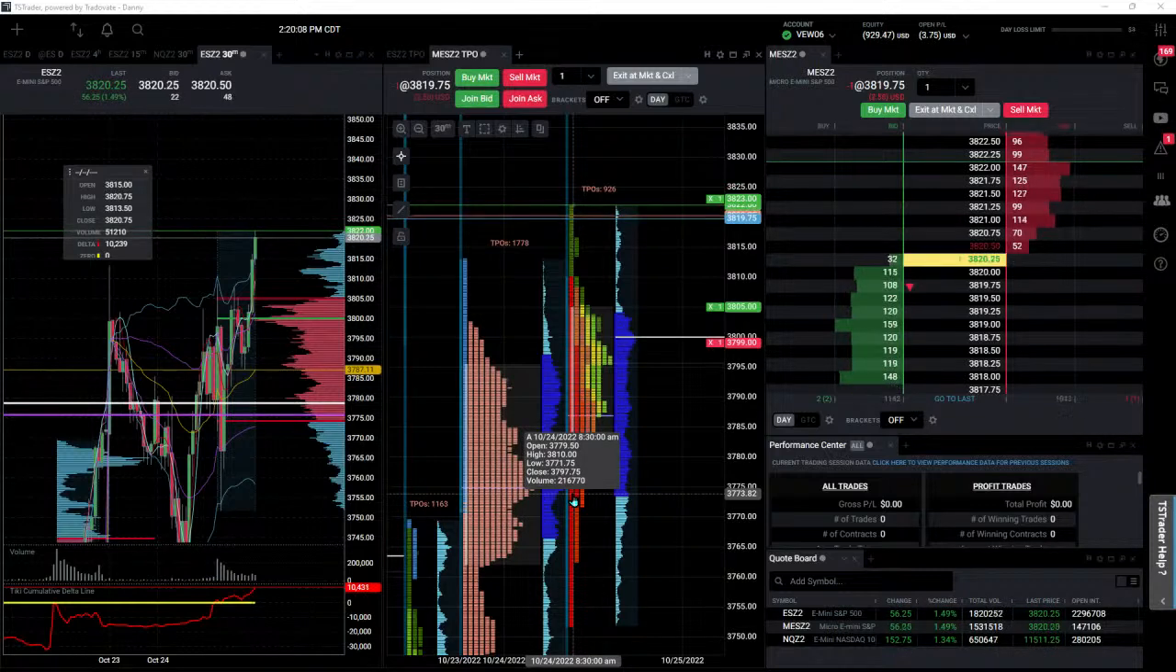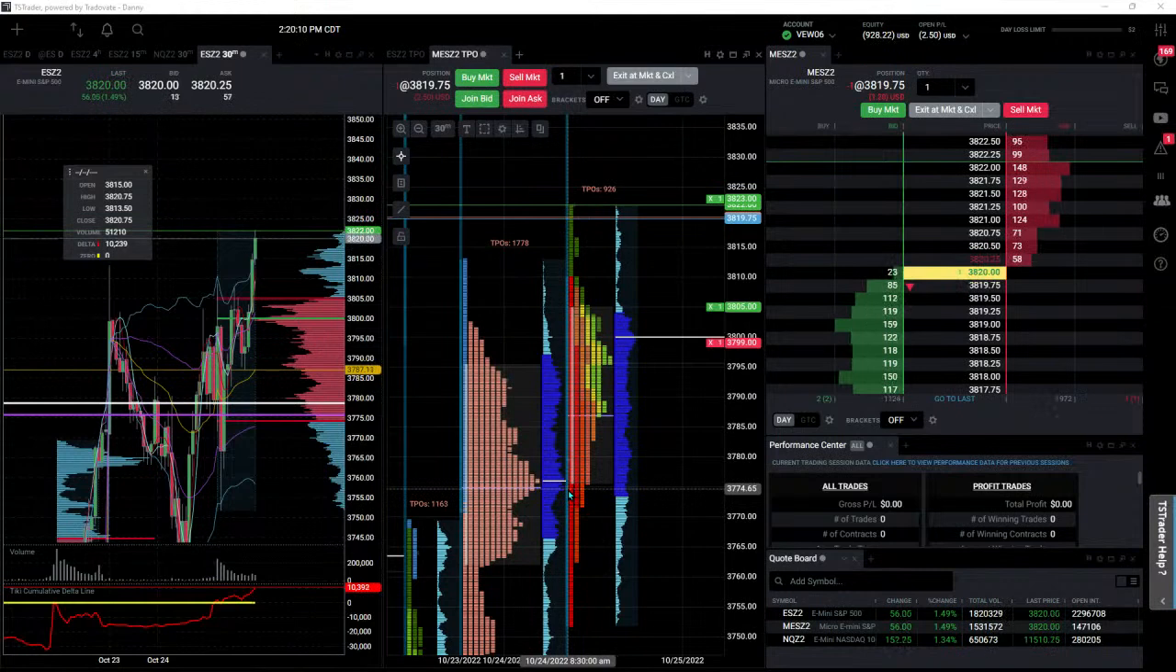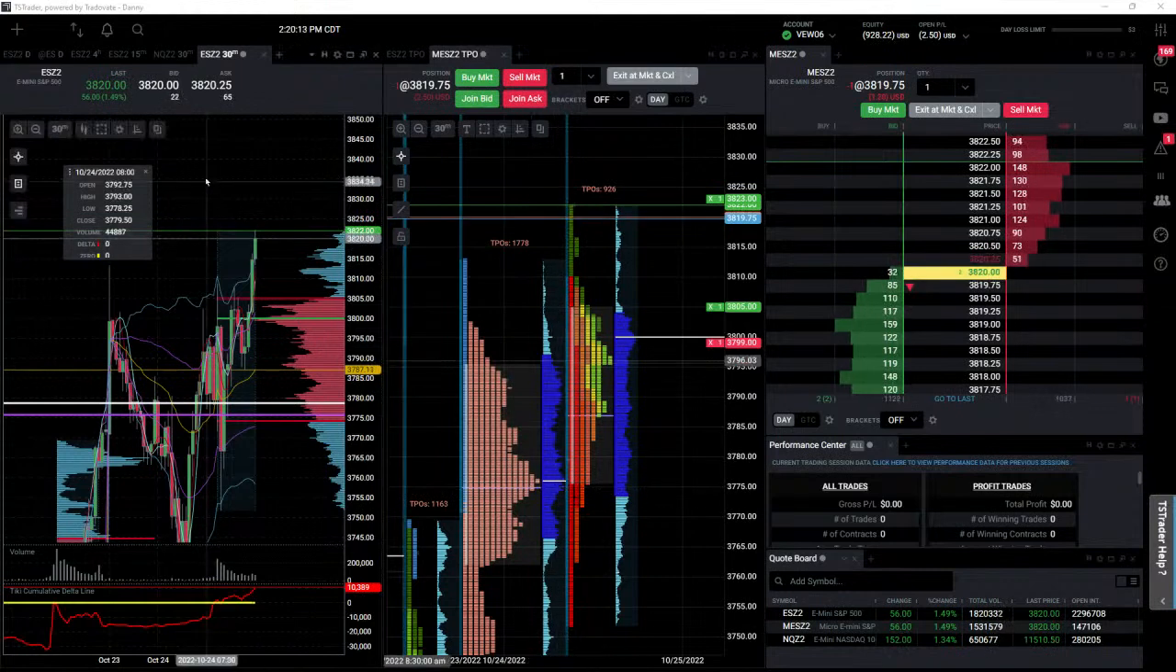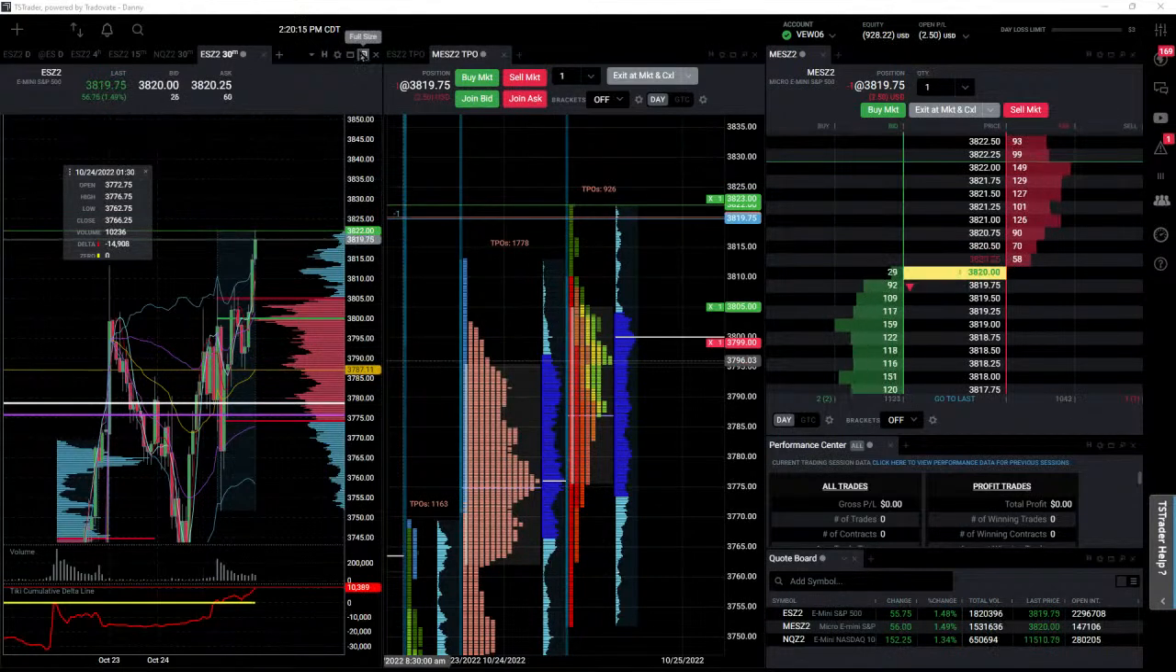So I look back on the daily chart to September 21st. We had a pretty big move down, a real solid down day that was probably bigger time frame participation.